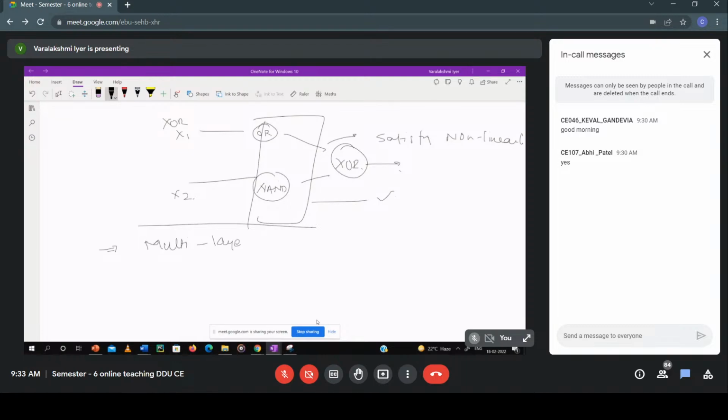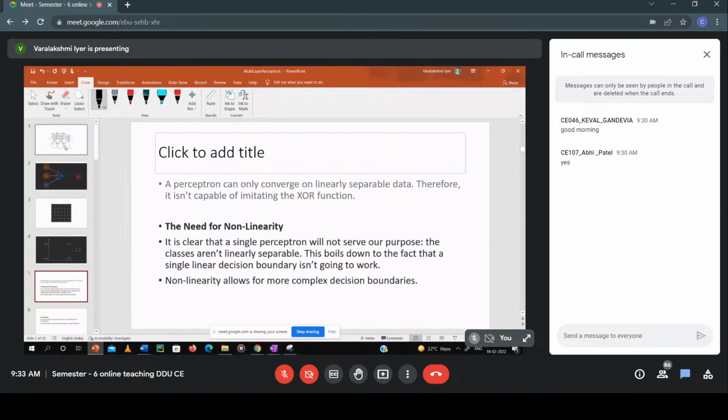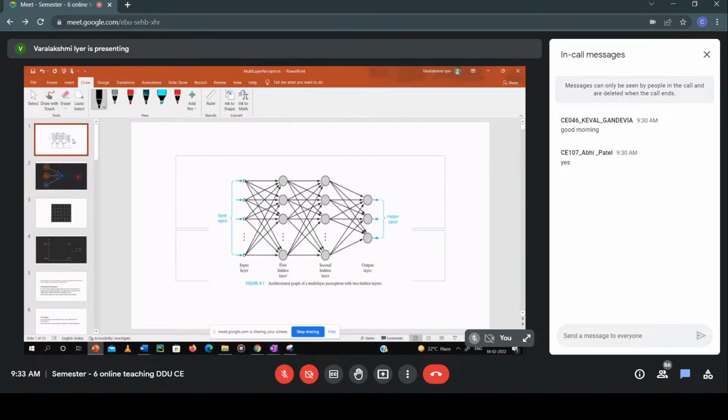The basic architecture of a multi-layer perceptron is of this form. In the first slide, the first layer is the input layer. The layers following the input layer are the hidden layers. There may be one or more than one hidden layer in a multi-layer perceptron, but for an easier version, right now we'll discuss a single hidden layer perceptron.